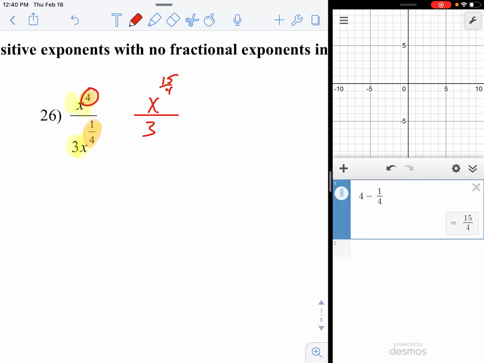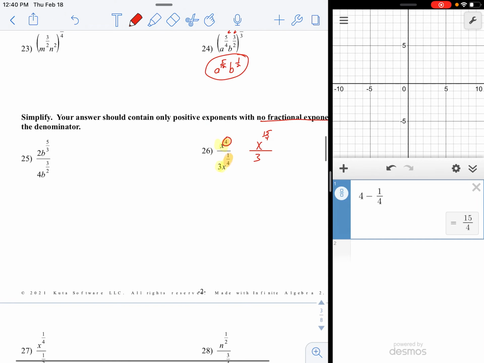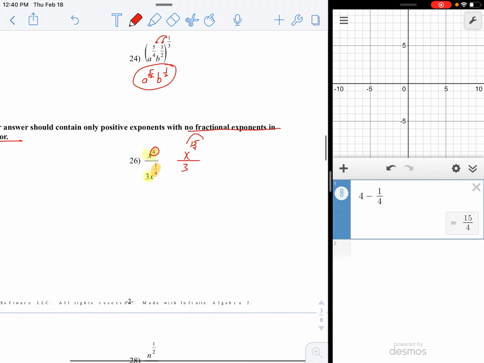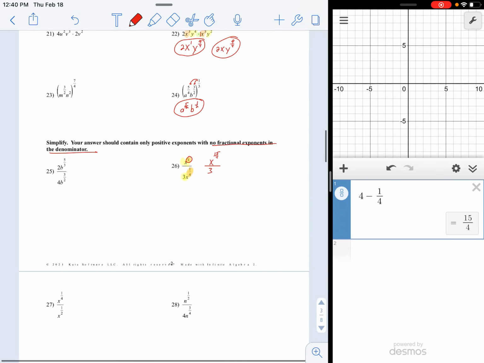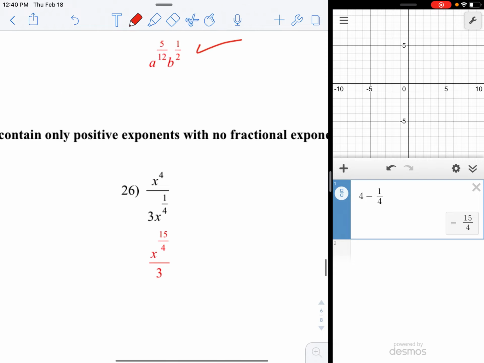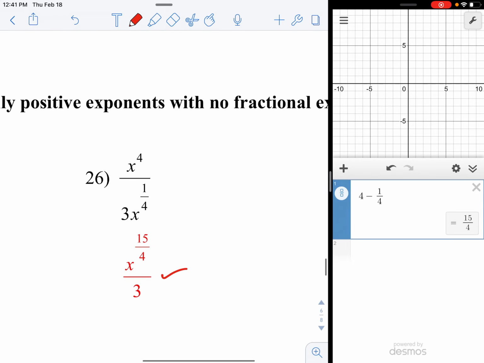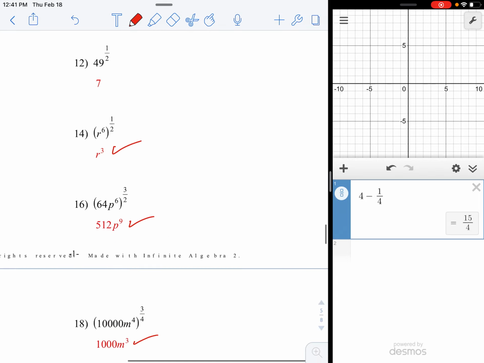So the bigger number was on top, so when you subtract them, the x goes on top. It says no fractional exponents in the denominator. Well, we're good. We have a fractional exponent in the numerator, so that should be totally okay. Let's check and see. And there it is, x to the 15/4 over 3. So that wasn't so bad. Just subtract the powers.